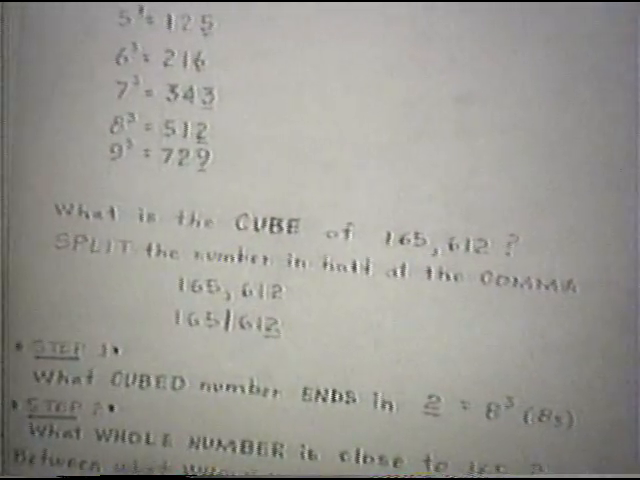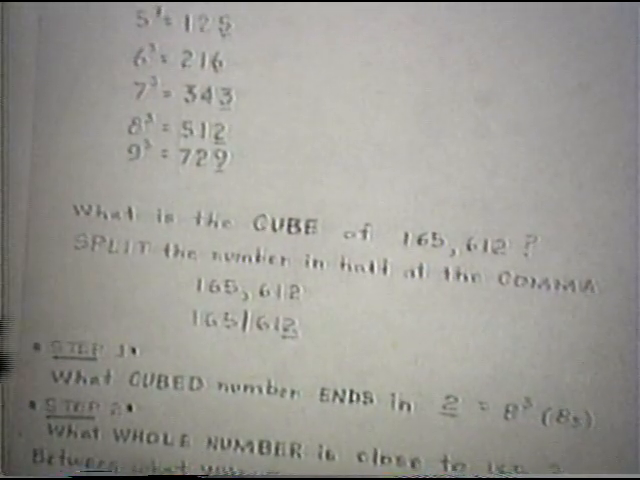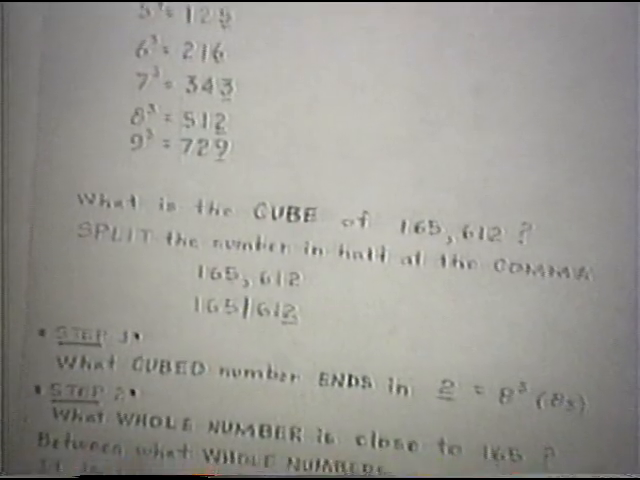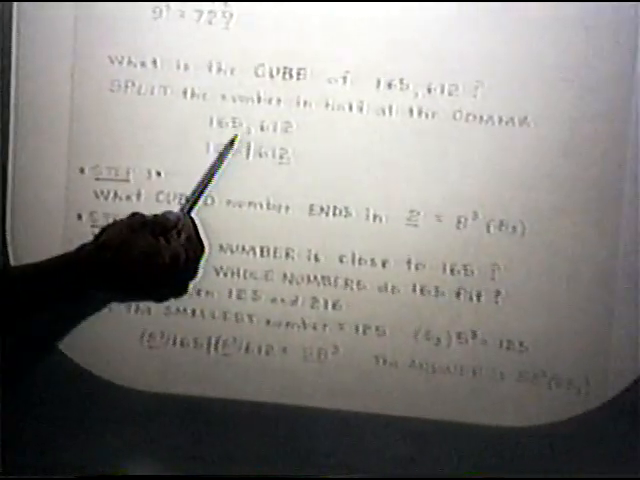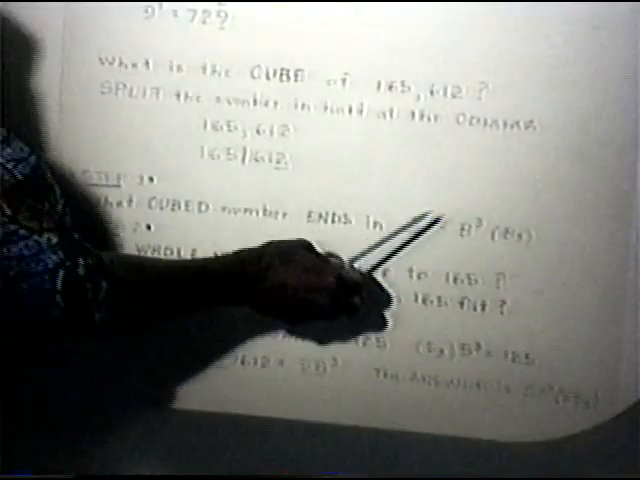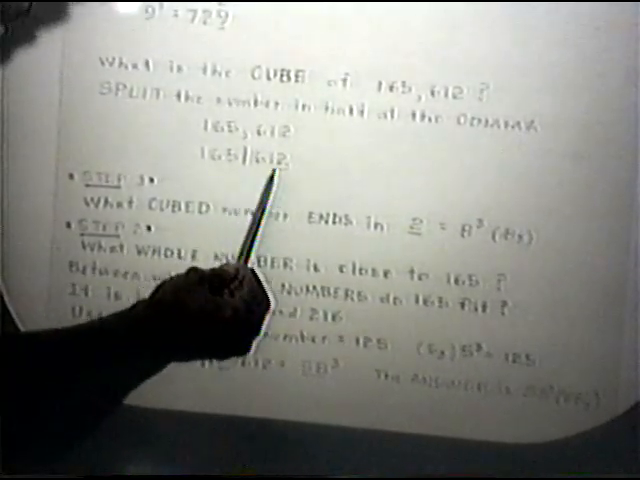What is the cube root of 165,612? That's the question. You split the number in half at the comma. Right where the comma is, at 165,612, you split it in half. That's what you do. And the first step is what cube number ends in 2? That's what we want to know. What cube number ends in 2?